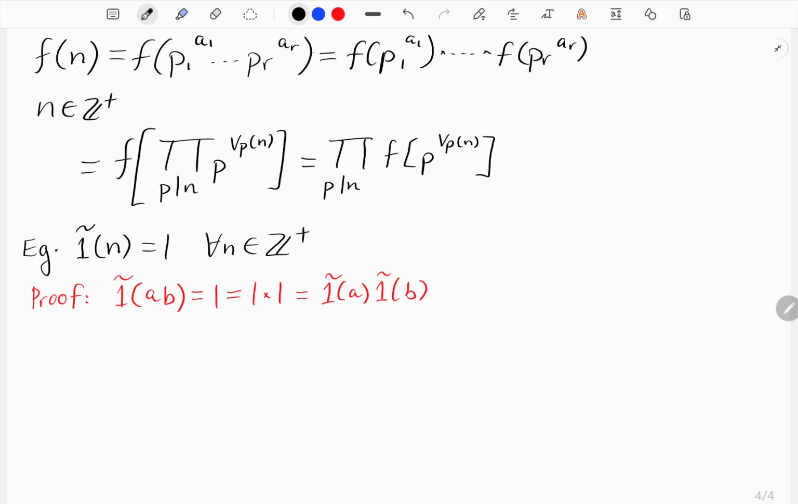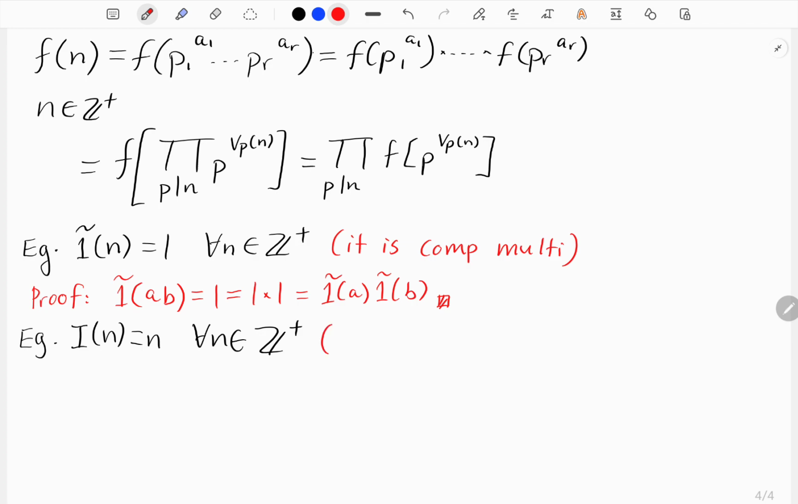Okay. And the second example is the identity function, which I will denote as capital I. So I of n is equal to n for every n in the positive integers. Oh, I should finish this off with a box. And this is completely multiplicative, which implies it is multiplicative. And similarly, the identity is also completely multiplicative, which implies it is multiplicative.